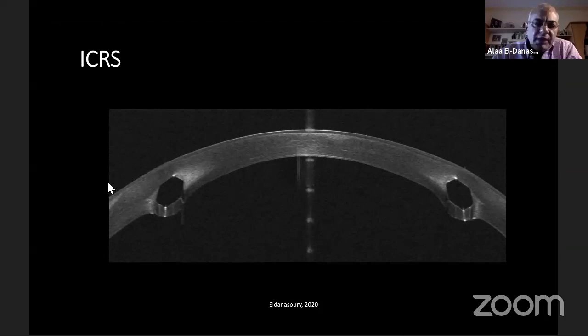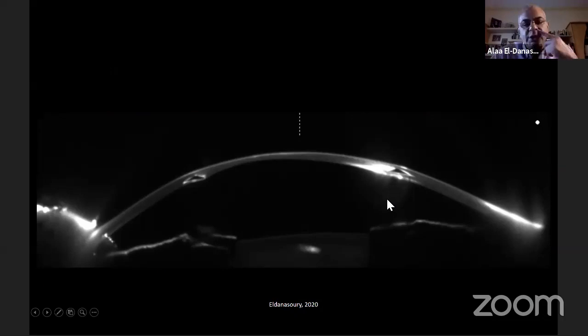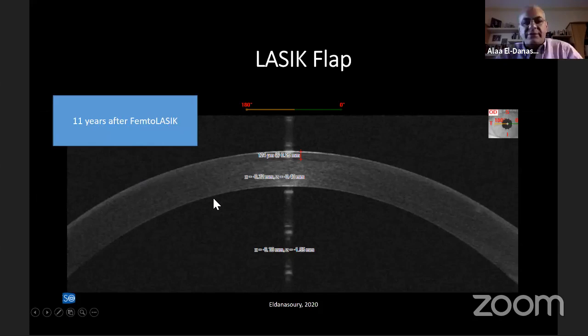Another example of a case with the Intacs, in this case 2 rings, and you see the extensive thickening of the epithelium central to the ring, which ends in relative flattening central to it. Of course, if you're using Scheimpflug imaging, you don't see anything. You hardly see the segment because of the scatter.